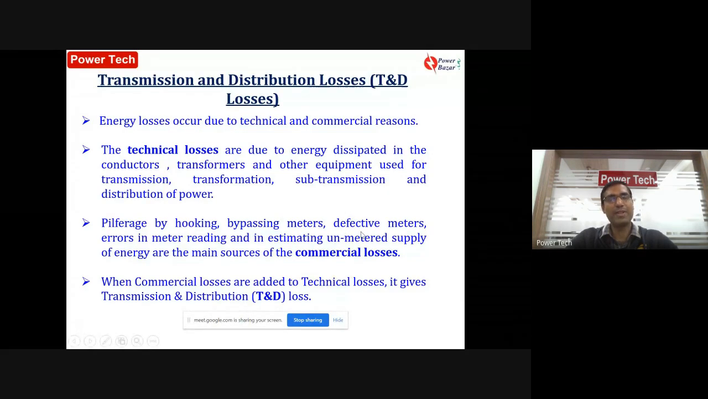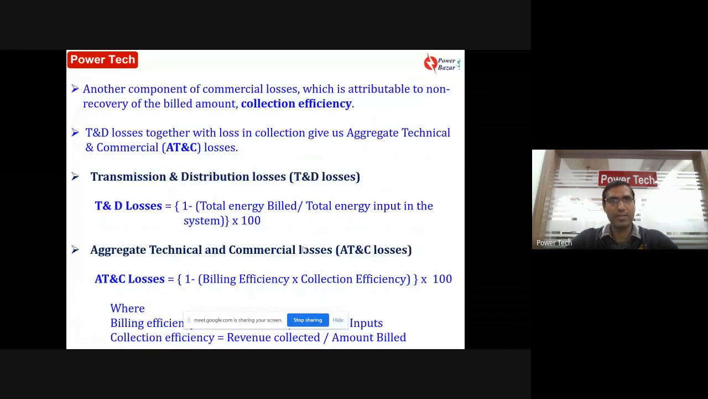Similarly, if there is a defective meter or an error in meter reading, or if you're wrongly estimating the unmetered supply of energy, these are all main sources of commercial losses. When technical losses and commercial losses are added up, that gives us the transmission and distribution loss.